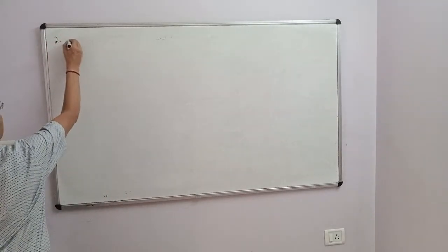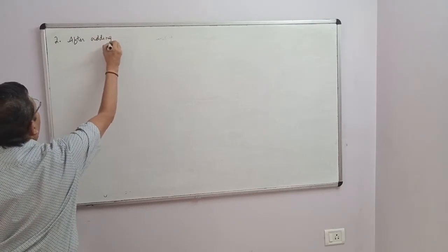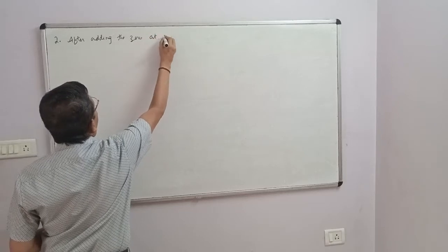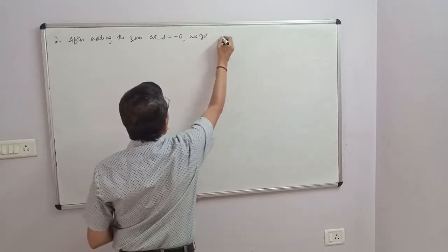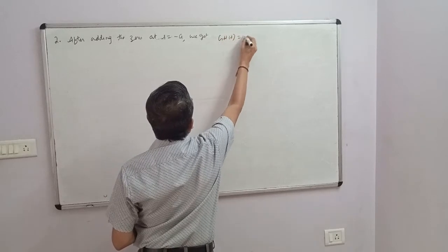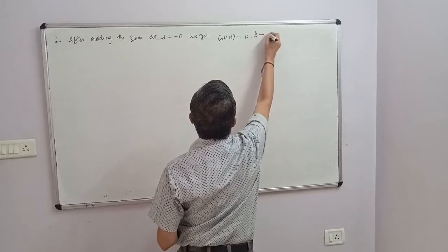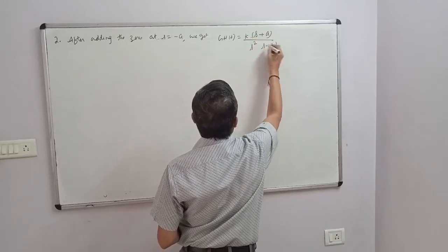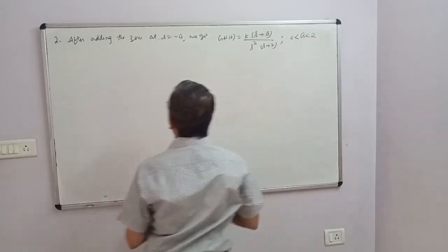Second part, after adding the 0 at S is equal to minus a, we get GH of S is equal to K into S plus A divided by S square into S plus 2. A is greater than 0, less than 2.